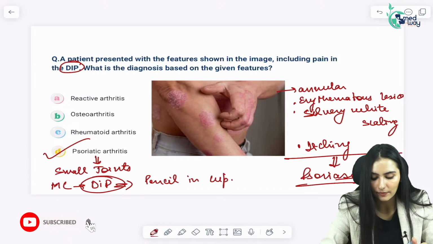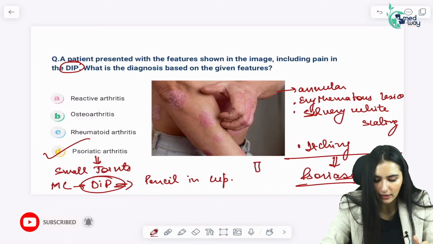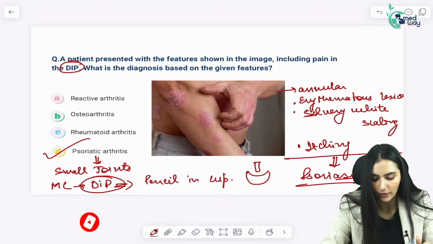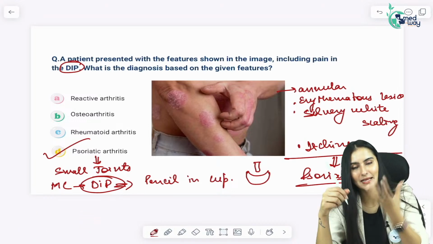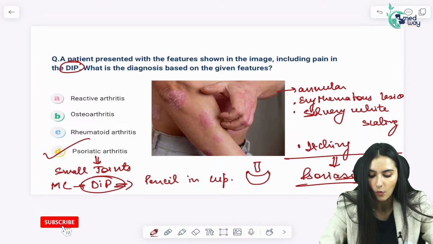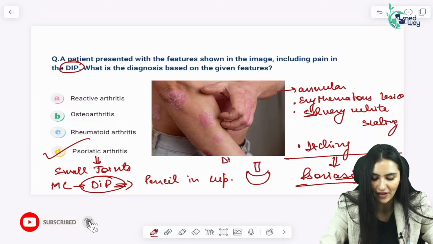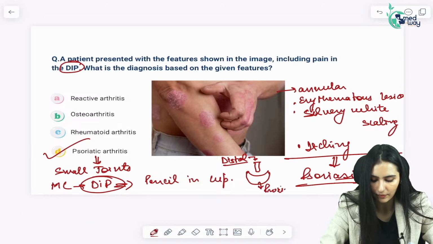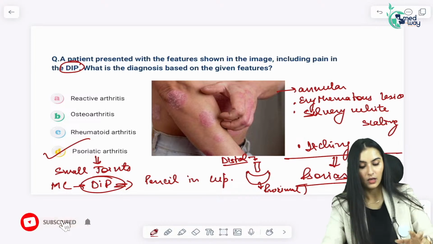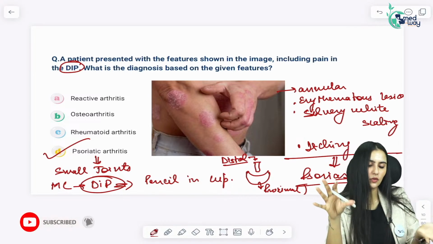How does it look like? This is one joint and this is the other joint. So it looks like a pencil going in a cup. What is this pencil? This is the distal phalanx. The distal part is this, and this is the proximal phalanx. So this is the pencil and cup appearance which is seen in psoriatic arthritis.